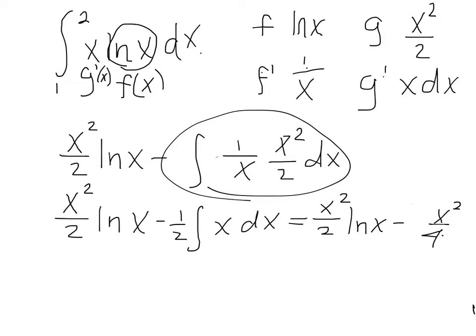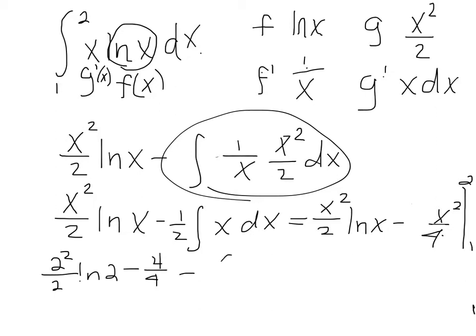Okay, so now that we don't have any more integrals, we're able to plug in the 2 and the 1 just like we've always done when we're taking definite integrals. So we're going to plug in the 2. That's going to give us 2 squared over 2 natural log of 2 minus 2 squared over 4, so 4 over 4, or 1.